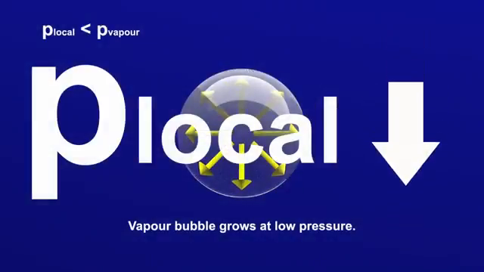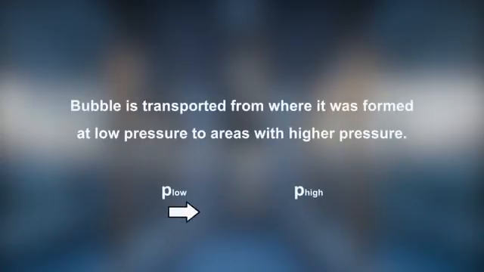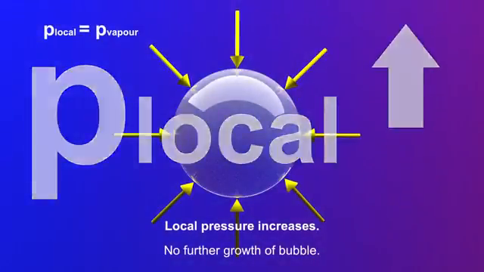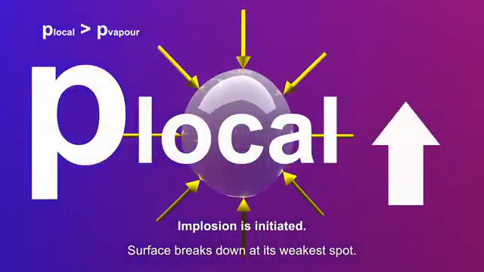If the local pressure decreases below the vapor pressure, water evaporates. A cavitation bubble is forming, is growing larger, and is transported with the flow to a region with a higher pressure. The bubble stops growing. If a local pressure exceeds the vapor pressure, vapor condenses, starting from the bubble's wall.